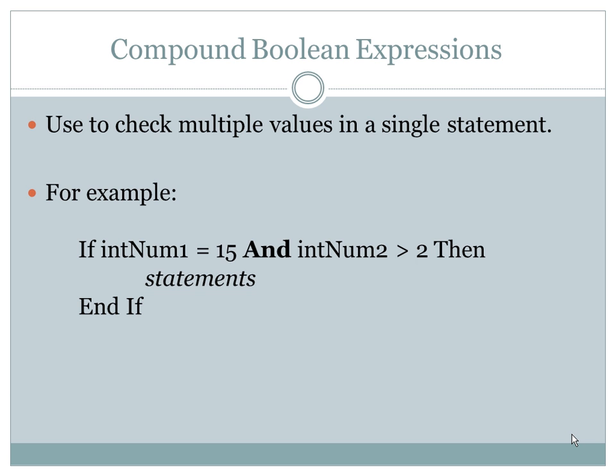As an example, if int num1 is equal to 15 and int num2 is greater than 2, then you want the statements to execute. It's going to check both conditions to see if they evaluate to true or false. If both of them evaluate to true, because this is an AND, both would have to evaluate to true in order for the entire expression to evaluate to true and for the statements to execute.